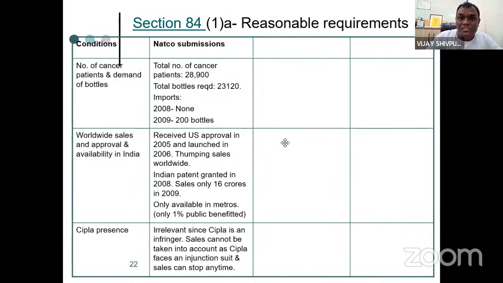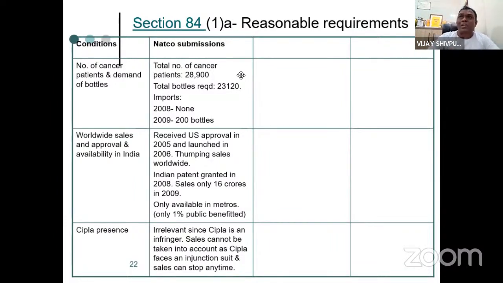Now this was with respect to reasonable requirement, whether it is satisfied or not. Natco submitted there are 29,000 patients, who need 23,000 bottles. In 2008, none of them was actually imported. How did they get this data? They get this data from the submissions that were done at the patent office actually by the buyer.